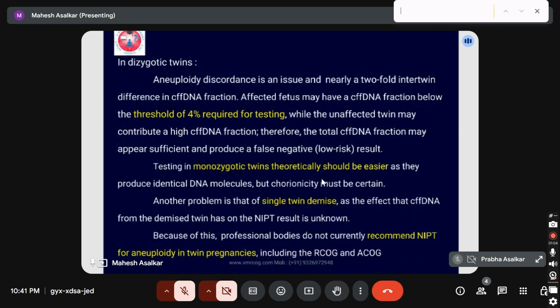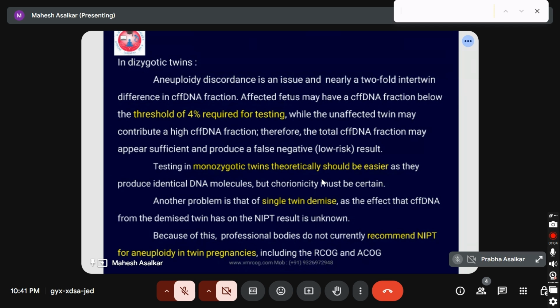Another problem is that of a single twin demise. The effect that cell-free fetal DNA from the demised twin has on the NIPT result is unknown. Sometimes there is a single twin demise, but if there is a contribution of cell-free fetal DNA from the fetus that has demised, then what exactly the result will be is still unknown.